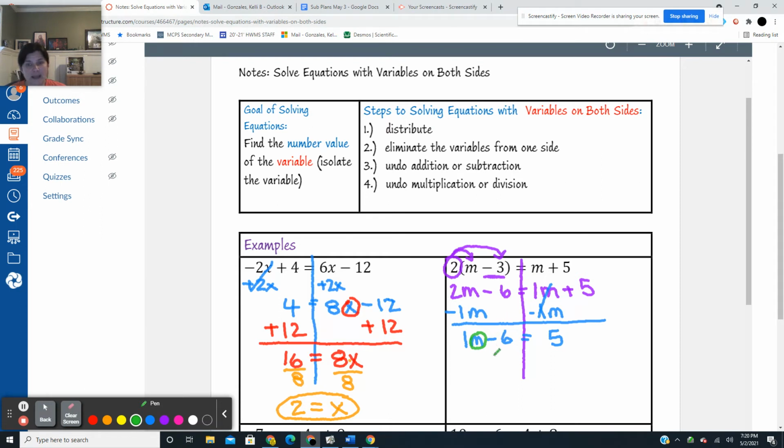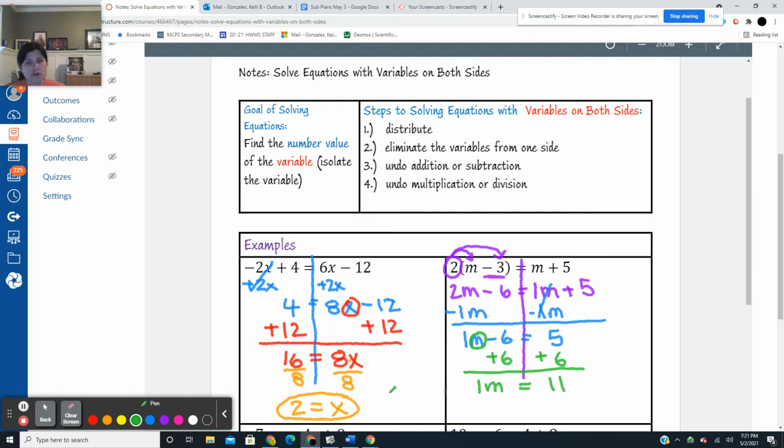To get rid of a minus 6, I'm going to add 6. And if I add 6 to one side, I have to add 6 to the other side. So now I'm left with 1m equals 11. And what some of you might know is that this is just m equals 11. We're actually done with this one.